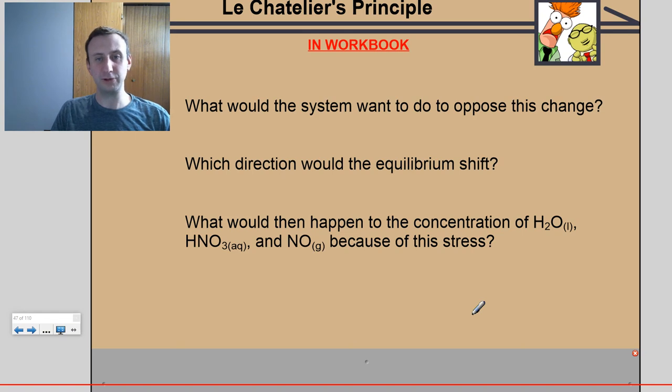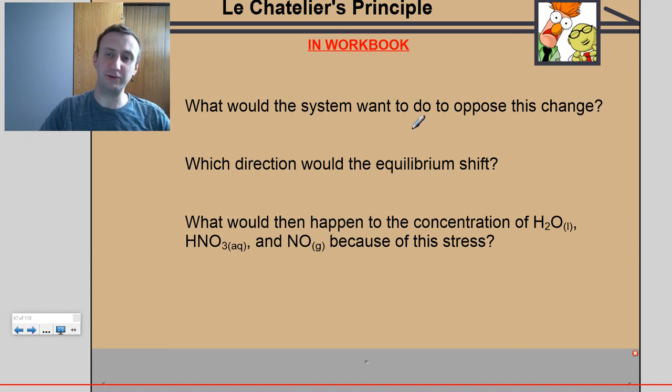But when I look at concentration, what I'm doing is, once I have the stress, I am shifting in the direction that will reverse what the stress was. So if I'm upping concentration, it's going to shift away from that chemical to bring the concentration back down. If I'm lowering concentration of something, it's going to shift in the direction that would bring that concentration back up.